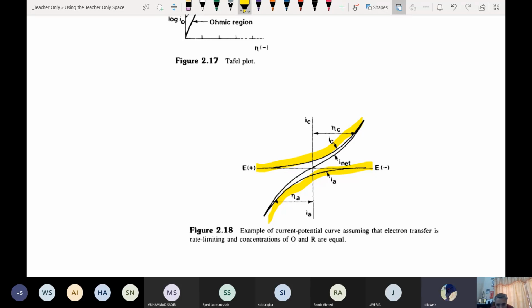Zero. Okay, so it is passing through there, and from this equation we are getting the overpotential for the anodic process. We are getting the overpotential for the cathodic process, and then we are looking at the behavior of the net current. So we are also looking at a situation where we can get the behavior of the cathodic and the anodic processes. Okay?